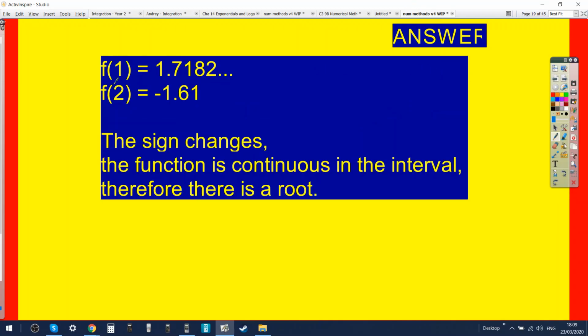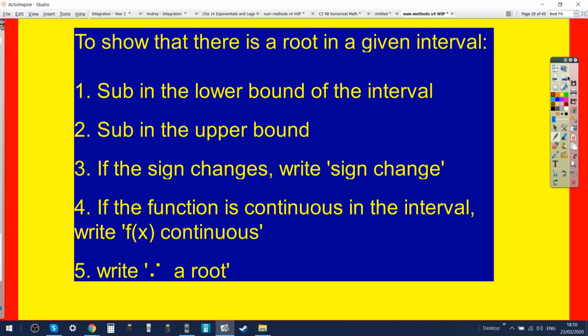So in theory, for this one, f of 1 is a positive number. F of 2 is a negative number. Three things you have to say: the sign changes, the function is continuous in the interval, therefore there is a root. Definitely. Okay. And so you're pretty good for that.